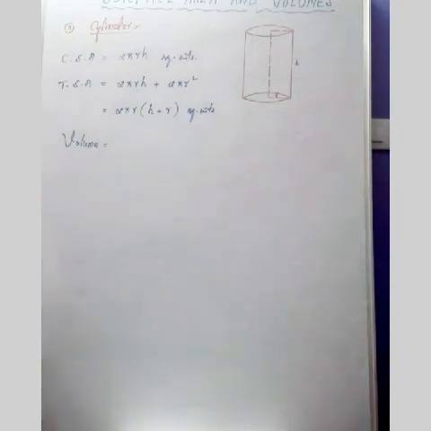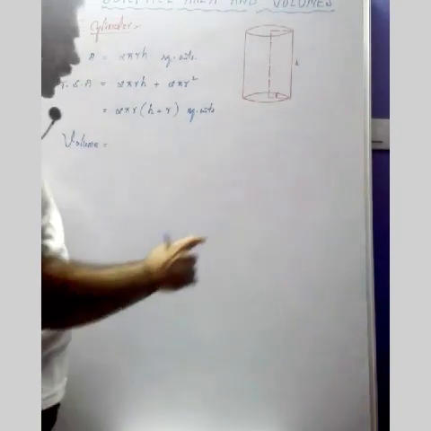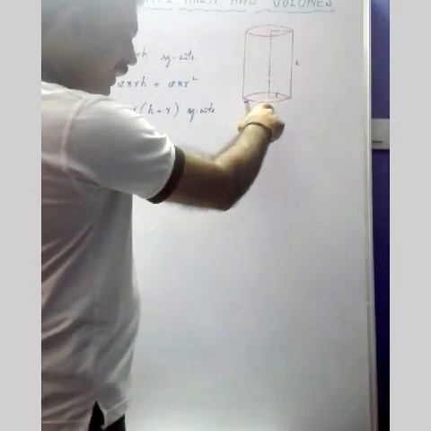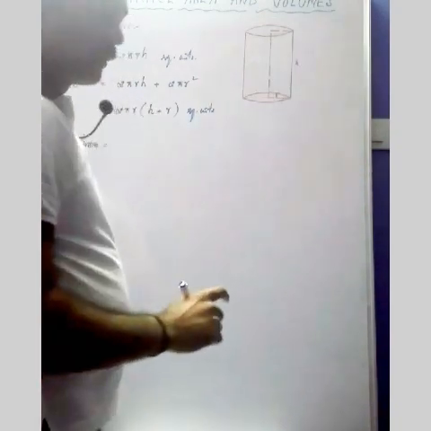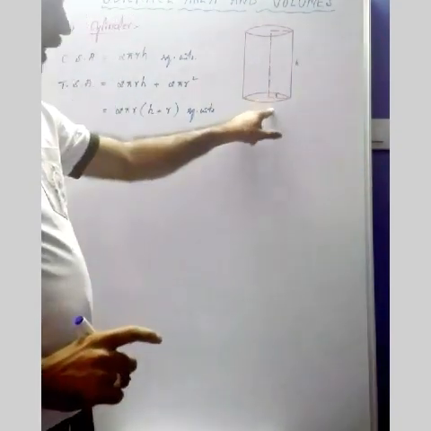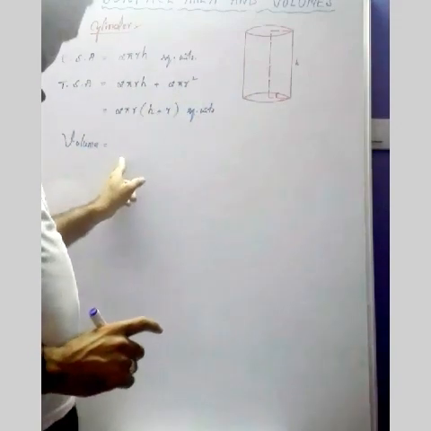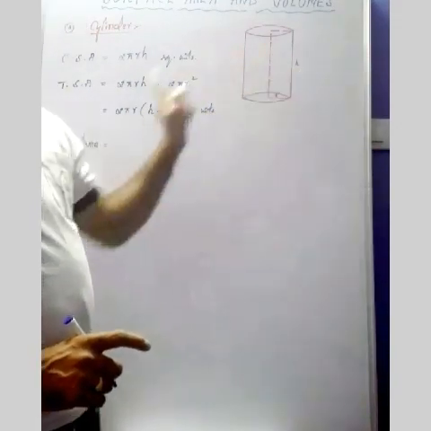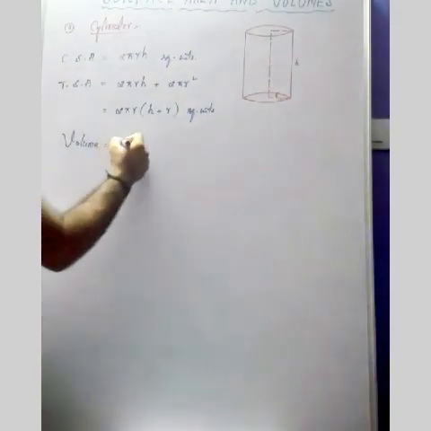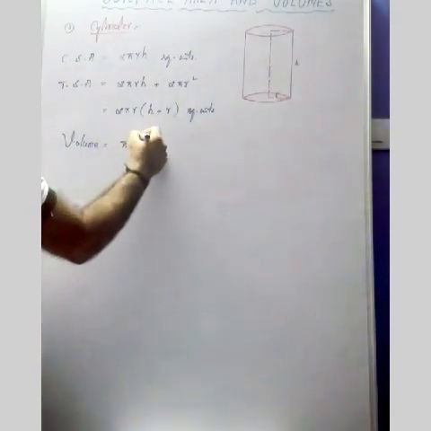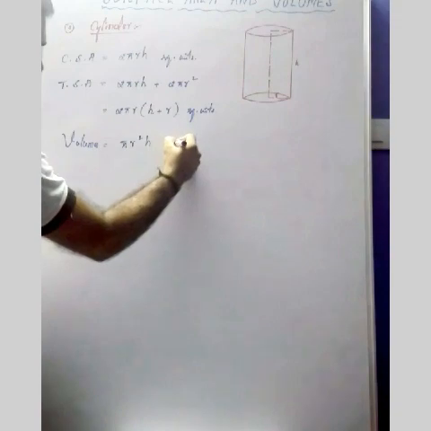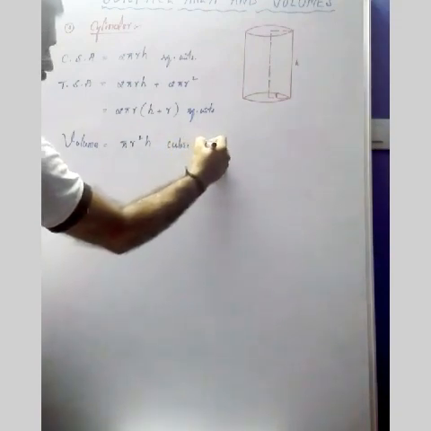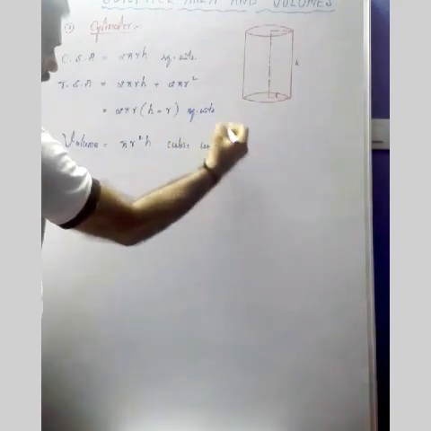Now the volume of the cylinder equals pi r square h. The volume of the cylinder depends on the area of one base and the height of the cylinder. If the area of the base increases, then the volume increases. Similarly, if the height of the cylinder increases, the volume also increases. Volume equals pi r square h cubic units.